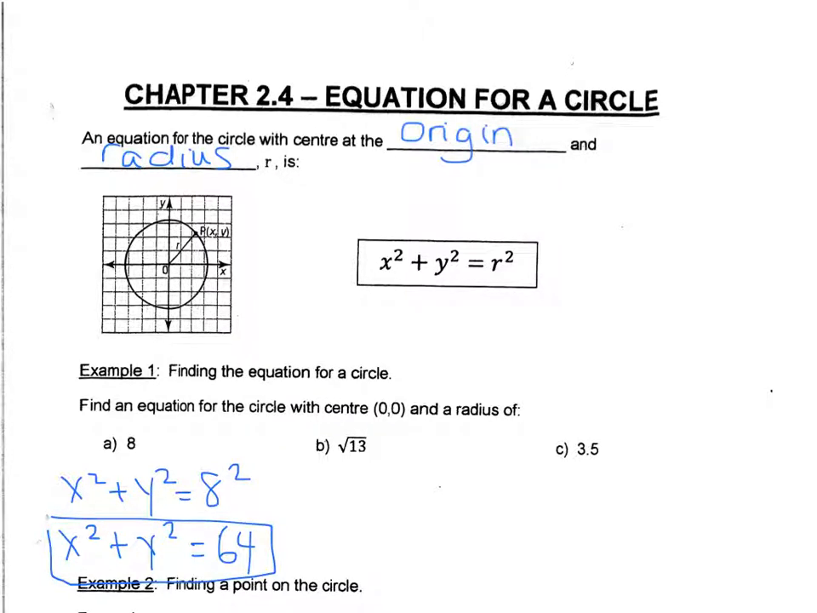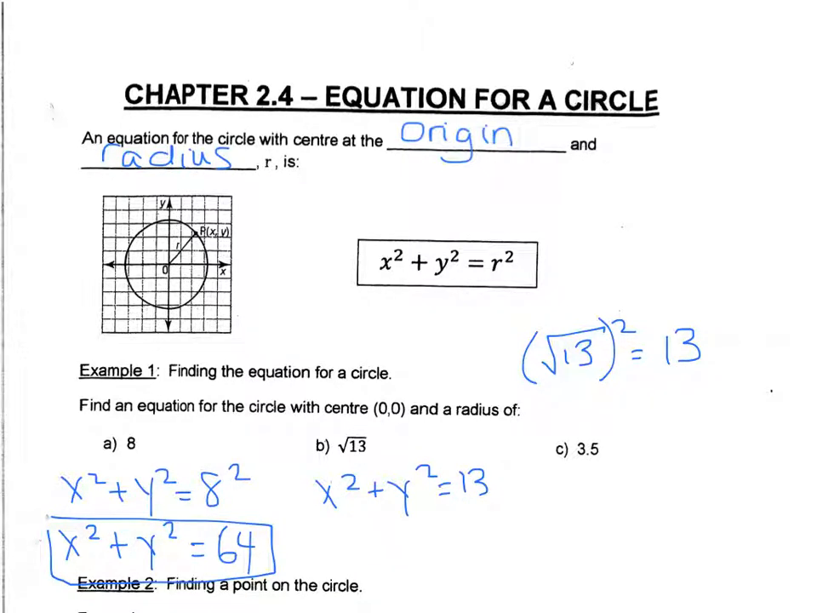Looking at question b, it's got a square root in the radius. So if the radius is the square root of 13, and you want to square that, the square root and the square just cancel each other out. So it's equal to what's underneath the square root sign to begin with, the 13. So the answer here would be x squared plus y squared equals 13.